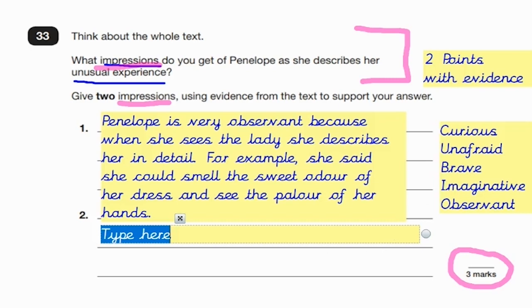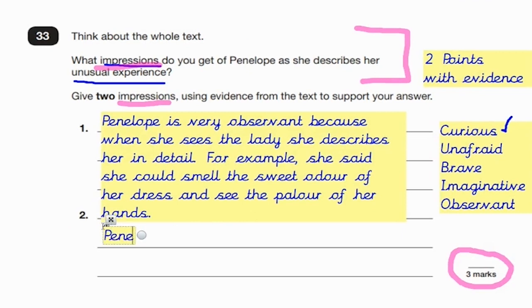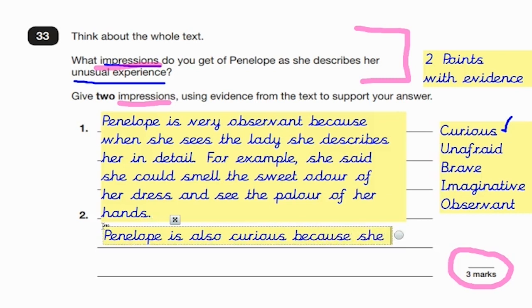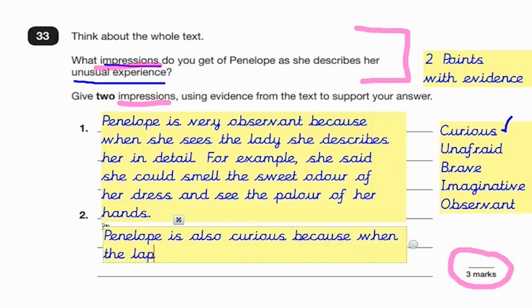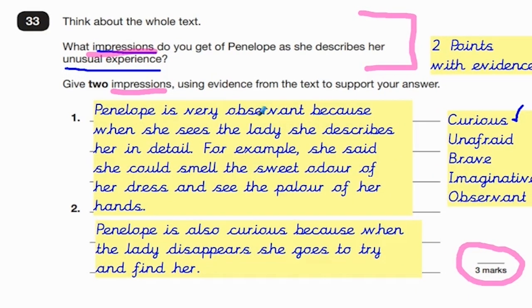We're looking for something else now. Curious. Let's go with curious, okay? Why not? So Penelope is also curious because when a lady disappears, she goes to try and find her. Okay, so we've made 2 points. We've said that she's observant. We said that she is curious. And I supported one of my points here, okay, with evidence from the text. So that, hopefully, would be a 3-mark answer.